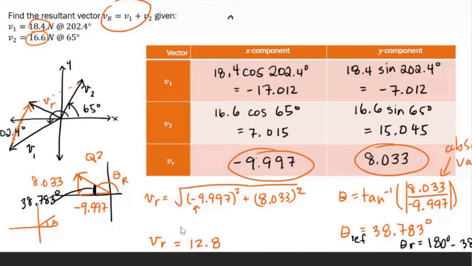So to fully describe our resultant vector, we'd say that our resultant has a magnitude of 12.8. What are our units? Our units are newtons, directed at 141.2 degrees.